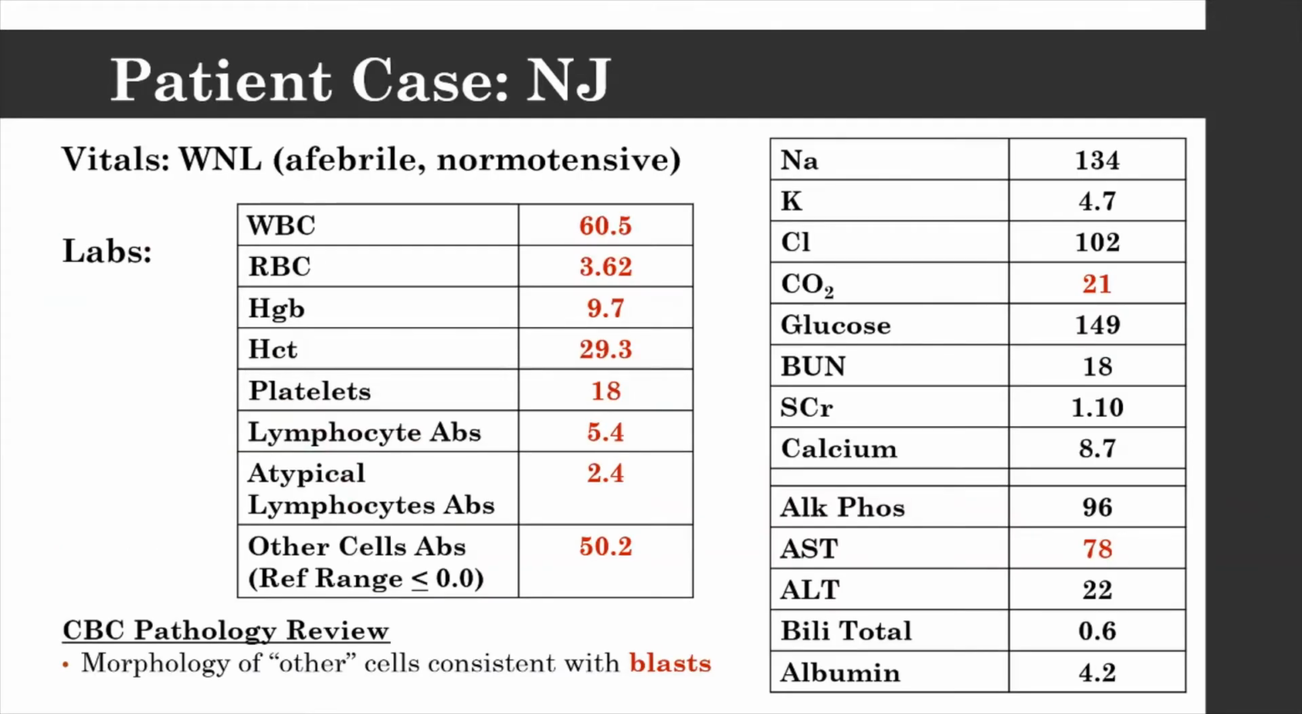His vitals were within normal limits. He was afebrile and normotensive. His CBC is very abnormal. He had a very high white blood cell count at 60.5, low hemoglobin 9.7, and a very low platelet count at 18. The other important thing to note is this other cells absolute, which is very high at 50.2. And the morphology of those other cells were consistent with blasts. His CMP is also here, but nothing concerning to point out.